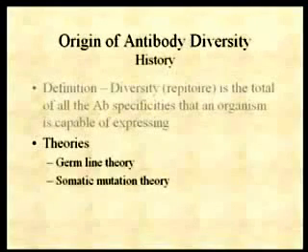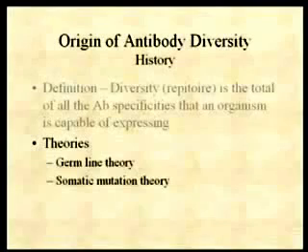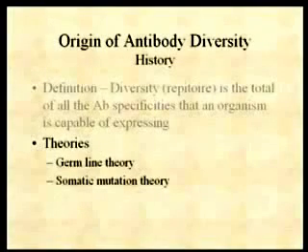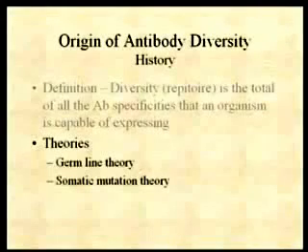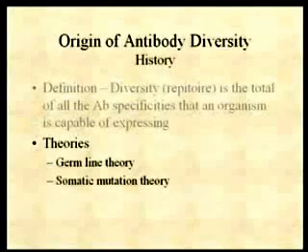The other extreme were the somatic mutation theories, and what the somatic mutation theory stated was that, well, no, we don't have a lot of genes. In fact, the strict somatic mutation theory says we only have one gene for the immunoglobulins. And what we do is we activate in the B cells a somatic mutation mechanism which introduces mutations in that gene. And it's the mutations that generate the diversity.